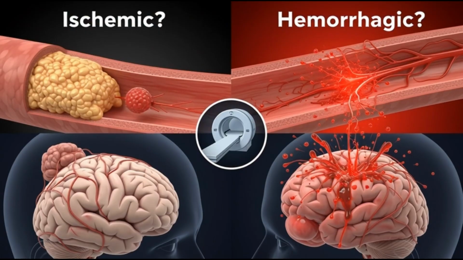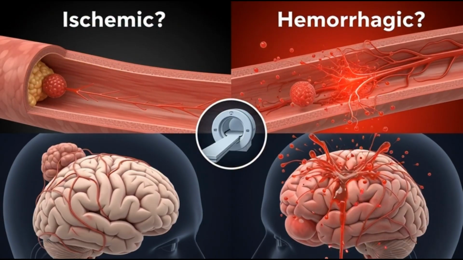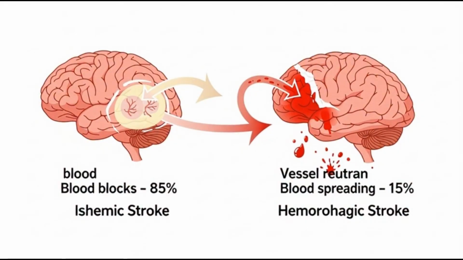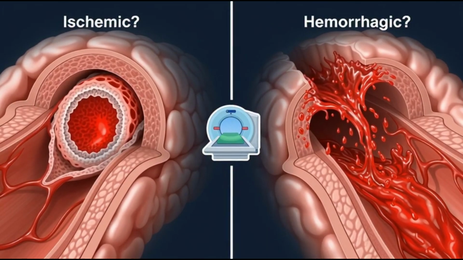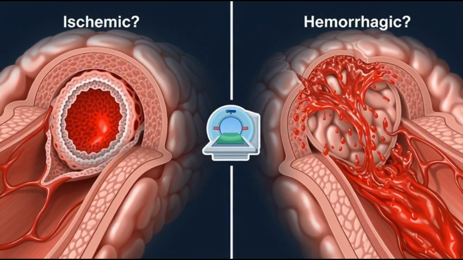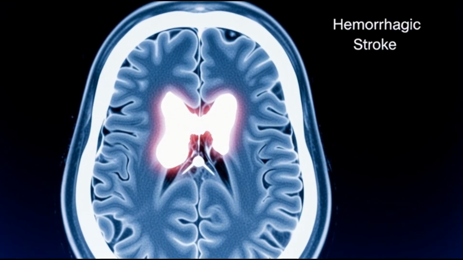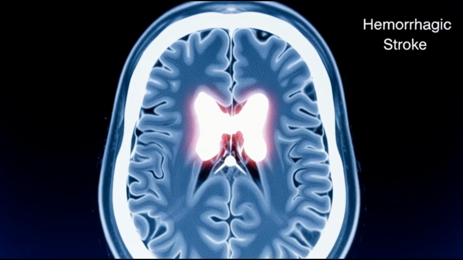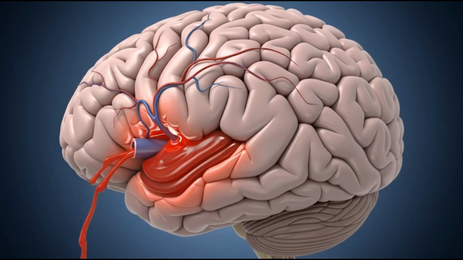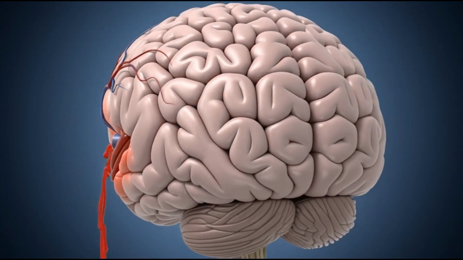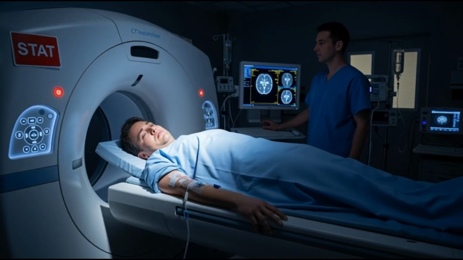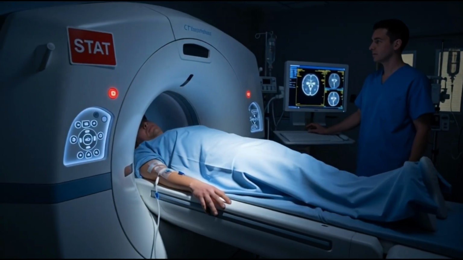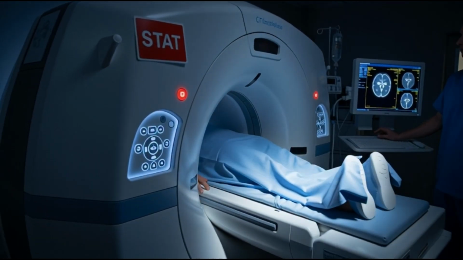Types of stroke. There are two main types of stroke. Ischemic stroke, which accounts for about 80 to 85%, occurs due to blockage of a cerebral artery, leading to reduced blood supply and brain infarction. Hemorrhagic stroke, which accounts for about 15 to 20%, occurs due to rupture of a blood vessel, causing bleeding into or around the brain. CT brain plays a crucial role in differentiating these two types.